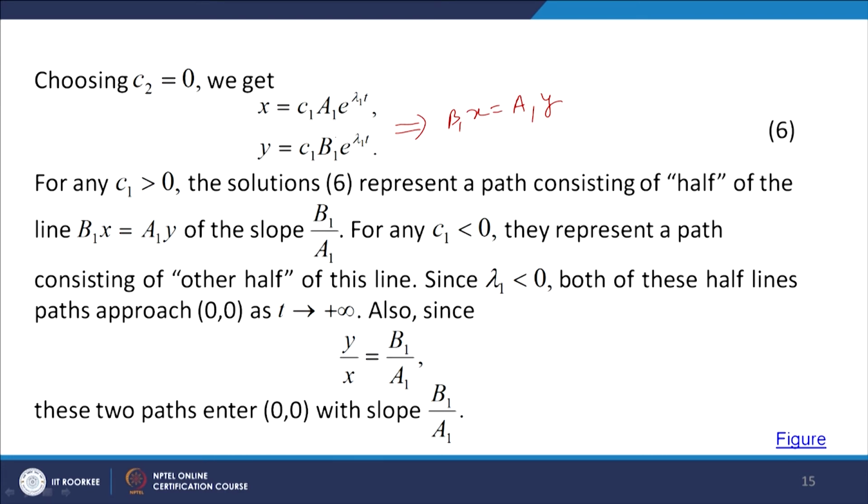Now, a1 and b1 are definite constants. So, let us take, say, suppose a1 and b1 are both having the same sign, either positive or negative, then what will happen? Choosing C2 equal to 0, we get x equal to C1 a1 e raised to power lambda 1 t, y equal to C1 b1 e raised to power lambda 1 t. When you eliminate C1 here, you get b1 x equal to a1 y. Now, let us take first the case when C1 is positive, then what will happen? e raised to power lambda 1 t is always positive. So, C1 a1 e raised to power lambda 1 t will be positive, and let us take a1 and b1 both to be positive.